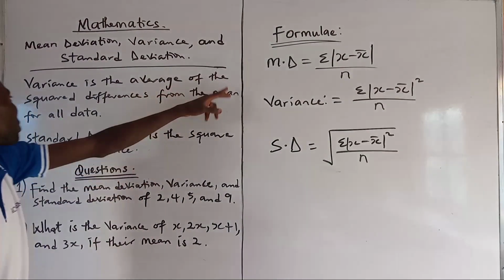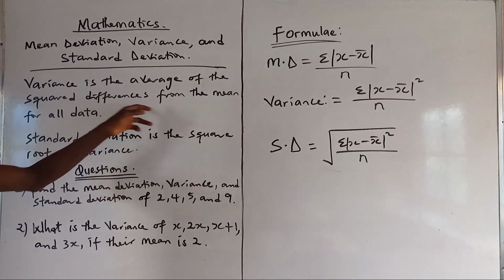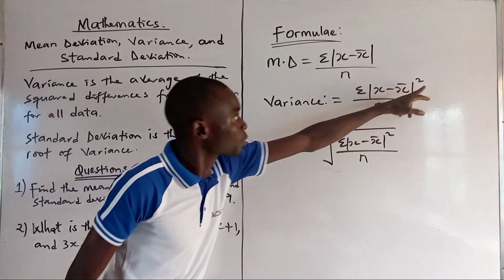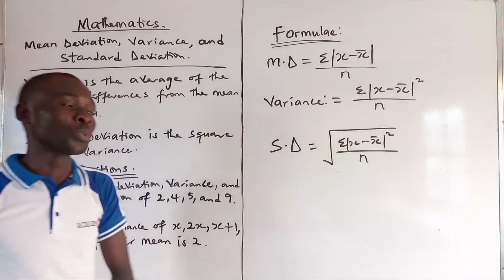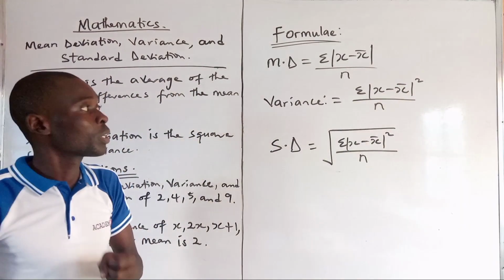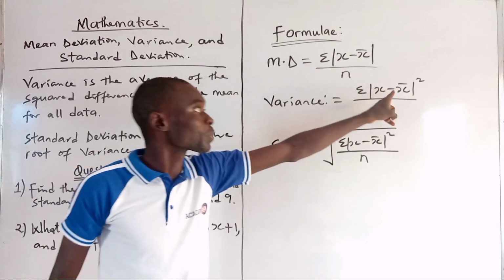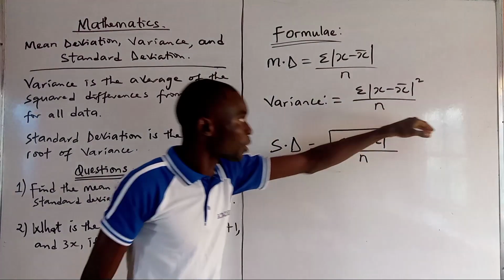Variance is the average of the squared differences from the mean for all data. You square the difference from the mean. So first you need to know the mean, which is x bar. You then subtract it from each of the data, and then you take the average.